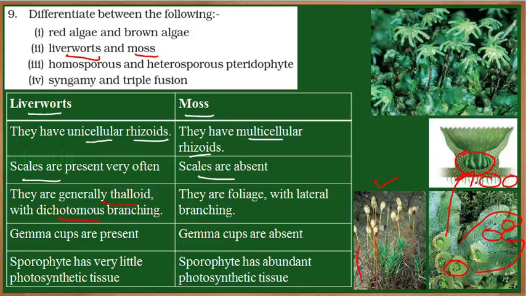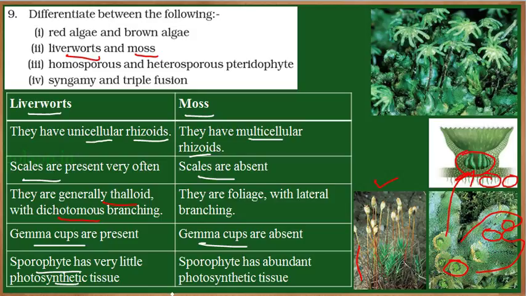So these gemma cups are present in the liverworts, whereas they are absent in mosses. So this is a moss, here the gemma cups are absent, and this is a liverwort. Here we can see the presence of gemma cups. The sporophyte has very little photosynthetic tissue.